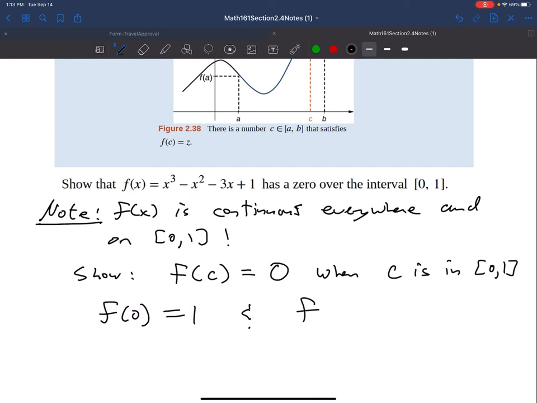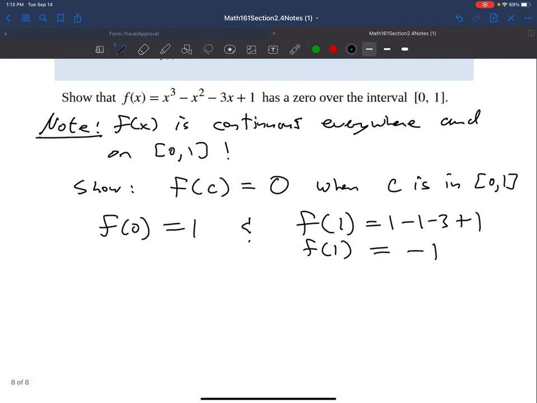And what's f of 1? Well, that'd be 1 minus 3 plus 1, which is 0 minus 3, which is minus 2, plus 1 is minus 1. So f of 1 equals minus 1. Well, now we know that f of 0 is 1, and we know that f of 1 is equal to minus 1.